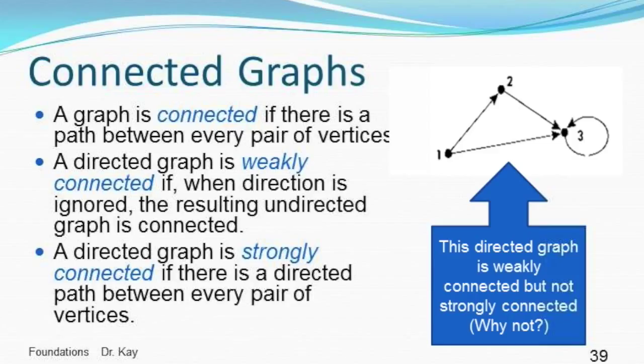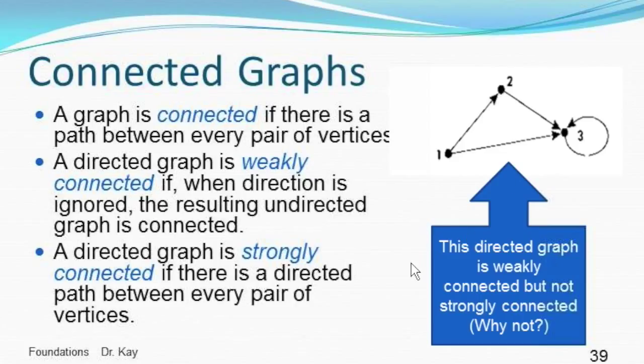So here's a sample graph, and here are my definitions again, but this graph is weakly connected but not strongly connected. And the question is, why not? There's lots of places you can show why this isn't strongly connected. For example, I can show you it's not strongly connected because there is no way to get from 3 back to 1, right? Do you see that? There's no path from 3 to 1. In fact, there may be a path from everybody else to everybody else, but there's no path from 3 to 1.